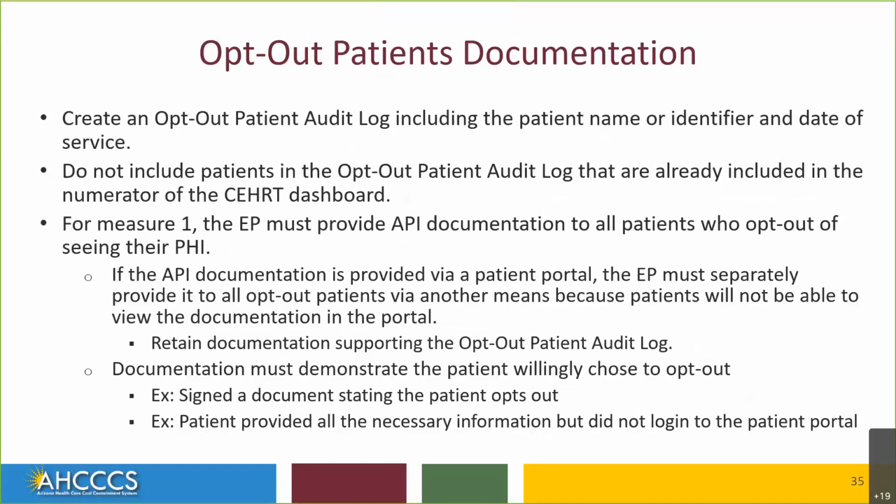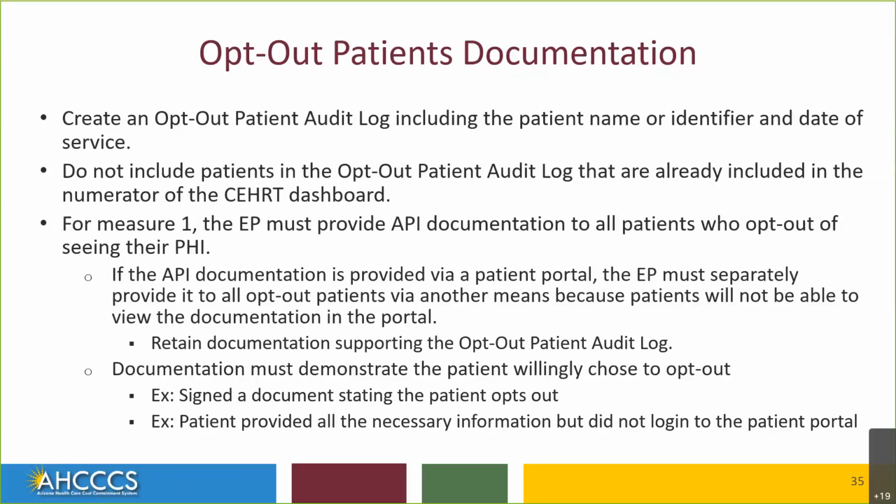So opt-out patient documentation. You want to create an opt-out patient audit log, including the patient name or identifier and the date of service. Do not include patients in the opt-out patient audit log that are already included in the numerator of the CERT dashboard, because the patients in that numerator are the ones that were provided access to view, download, transmit, or via API. For these opt-out patients, they're saying, hey, we don't even want an account set up for us. And then that patient never went into the numerator. That patient did go into the denominator, however.